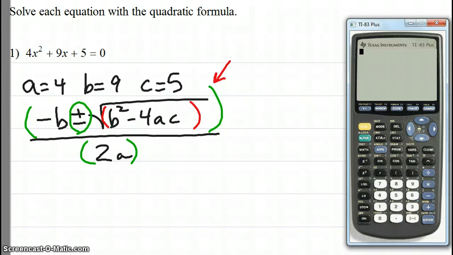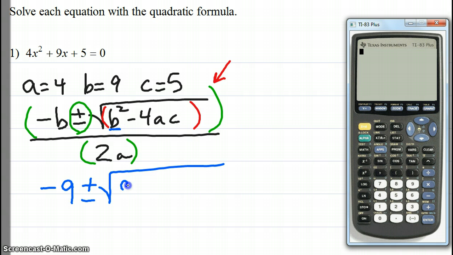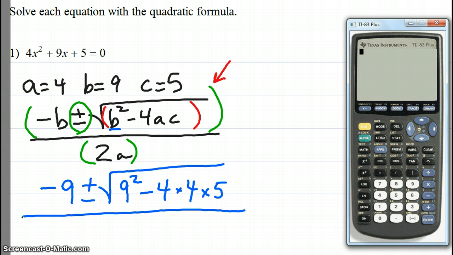So first off, a minus B says take the opposite of B, plus or minus B squared, and at this point you can do 9 squared, or you can put 81 into the calculator because you know 9 squared is 81, minus 4 times A, which is a 4, times C, which is equal to a 5, all over 2 times A, which is equal to a 4.